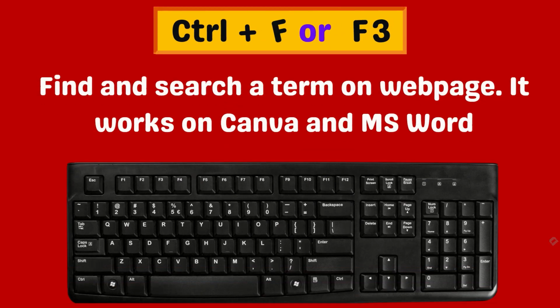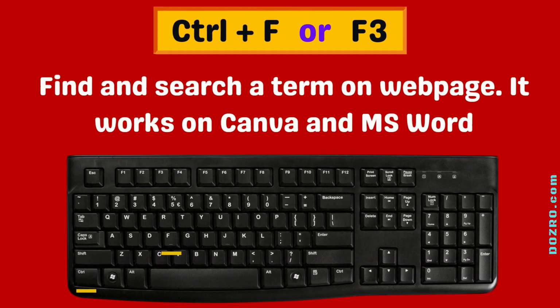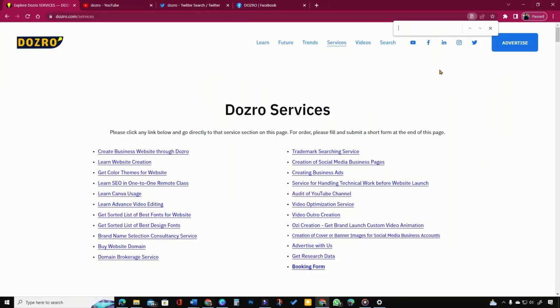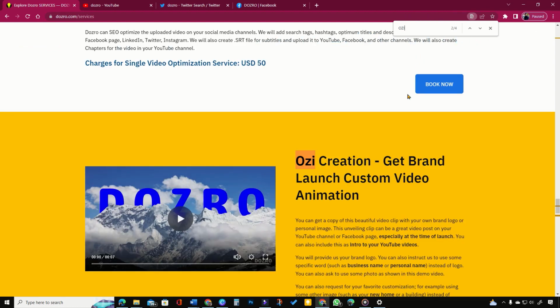The most important shortcut in Chromium browsers is the Find and Search shortcut. Press Ctrl and F keys at the same time, or the F3 key, and a search bar will appear on top of a web page. Enter any search term, press Enter and go directly to that part of the web page.